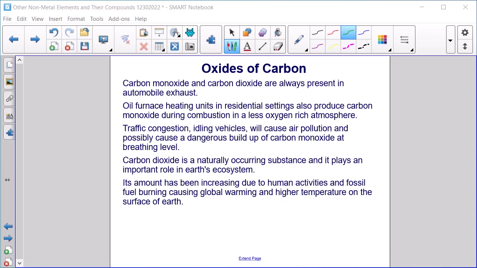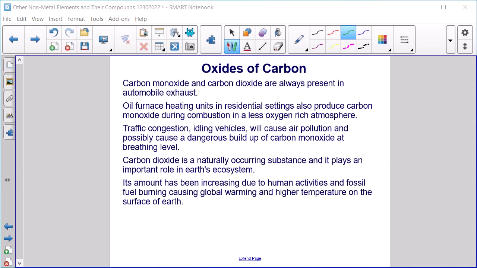Oil furnace heating units in residential settings also produce carbon monoxide during combustion in a less oxygen-rich atmosphere. Traffic congestion and idling vehicles will cause air pollution and possibly a dangerous buildup of carbon monoxide at breathing level.